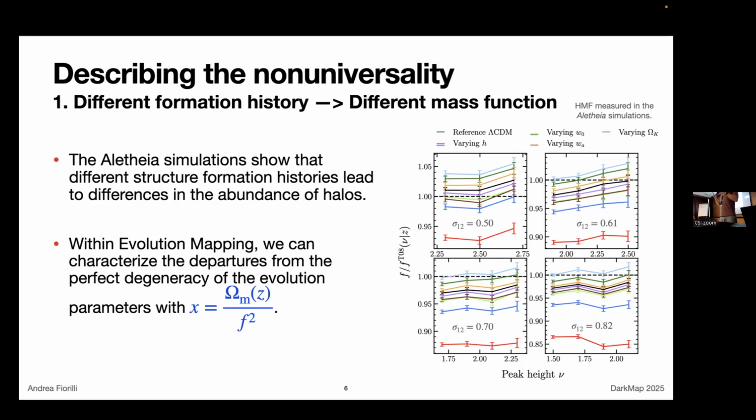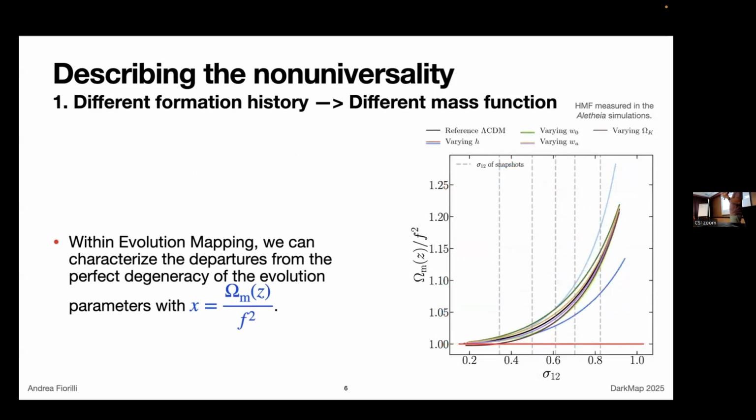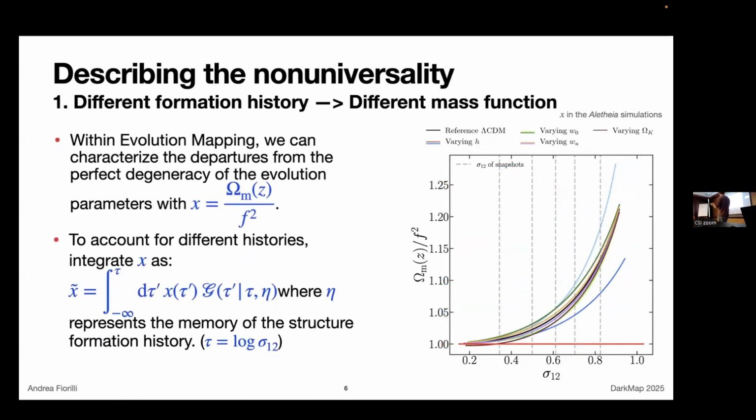We can try and describe these discrepancies in terms of X, as I introduced before. Actually, we want to account for the whole history of structure formation. So we will use a modification of X. We will integrate it with a Gaussian kernel, which is centered at our now time, the time at which we evaluate the snapshot, and its width, which will be a fitting parameter of the model, will indicate to us how reminiscent our halo mass function is about the history of structure formation in that given cosmology.